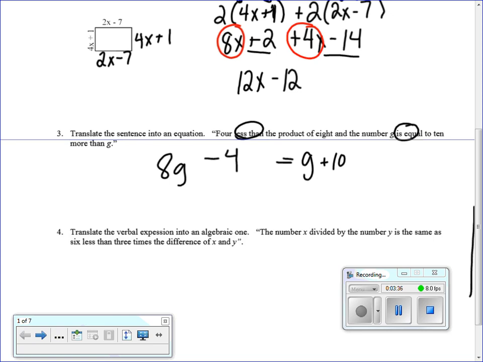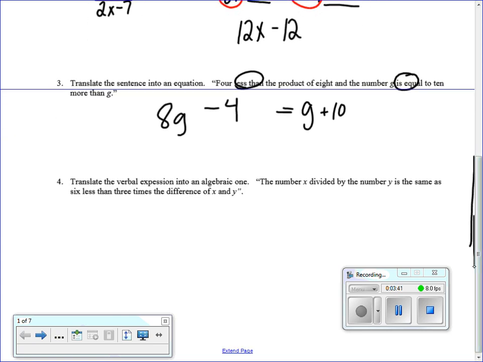Okay. 4. Translate the verbal expression into an algebraic one. The number x divided by y is the same as 6 less than 3 times the difference of x and y. Okay, again, is the same as, this is where our equal sign is, that's what's going to divide our 2 parts. We have the number x divided by the number y. We don't know either number, so we will just have x divided by y. Remember that we are writing division as a fraction in algebra.